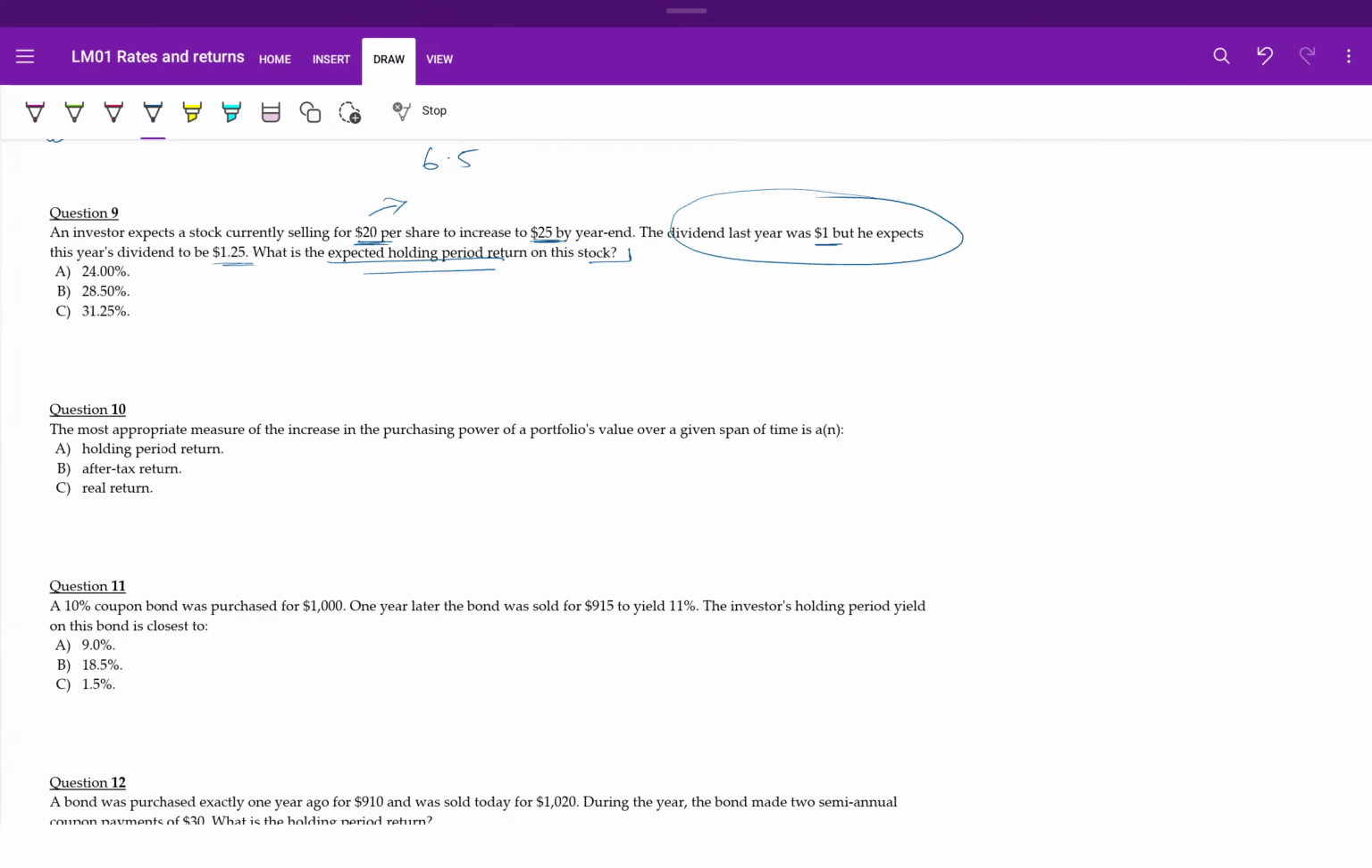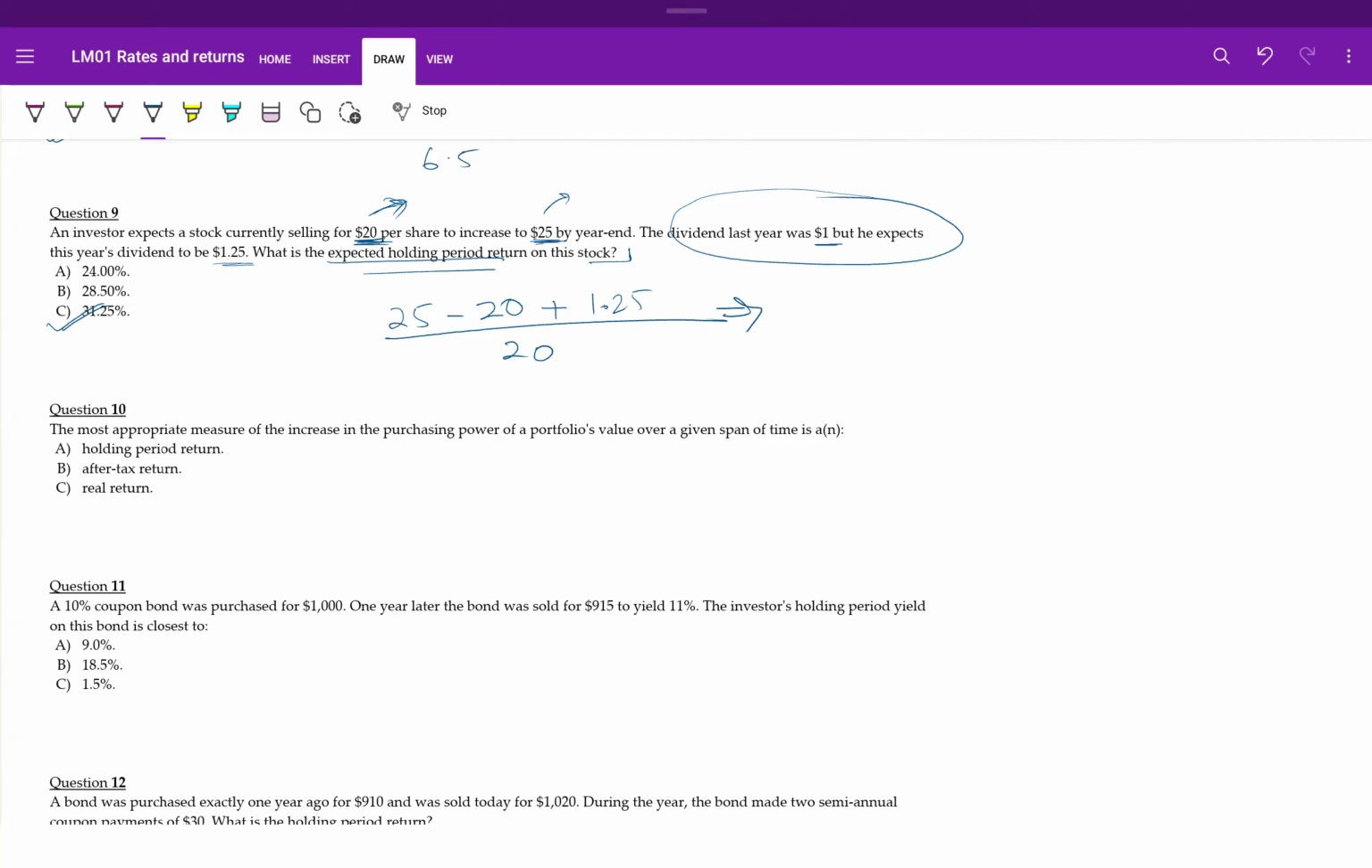So this $20, right now the stock is being traded at $20. And we expect that the ending value would be $25, along with a dividend of $1.25, and the beginning price would be $20. So this is going to be somewhat around 31.25%.